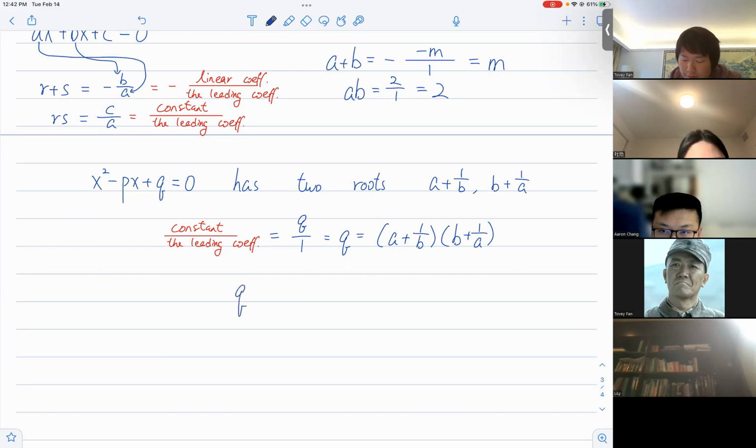So for q, you expand the brackets. Okay. Does anyone want to expand the brackets? How do we expand the brackets here?